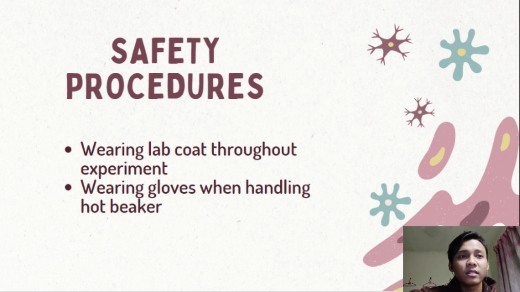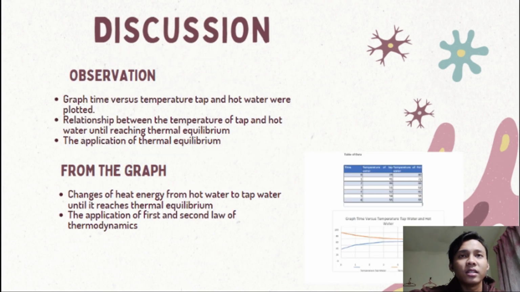The next one is the discussion. This is the data that we observed during and after the experiment. The observation that we managed to make is that there is a relationship between the temperature of tap and hot water until they reach thermal equilibrium.